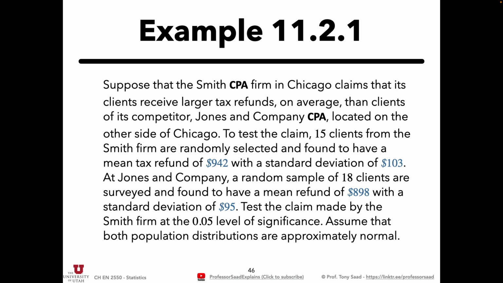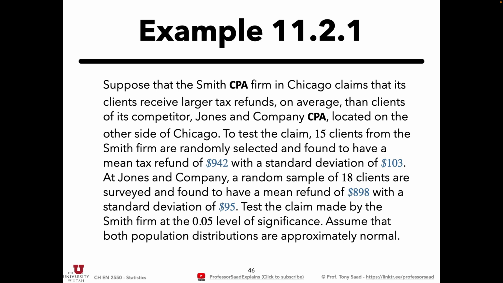To test the claim, 15 clients from the Smith firm are randomly selected and found to have a mean tax refund of $942 with a standard deviation of 103. So now this is the standard deviation of the sample, not the population. If it were for the population, we would say all the Smith CPA clients have that standard deviation. This is just for this sample of 15 clients. At Jones and Company, a random sample of 18 clients are surveyed, and their mean tax refund is $898 and standard deviation of 95. Test the claim made by Smith firm at the 5% level of significance.